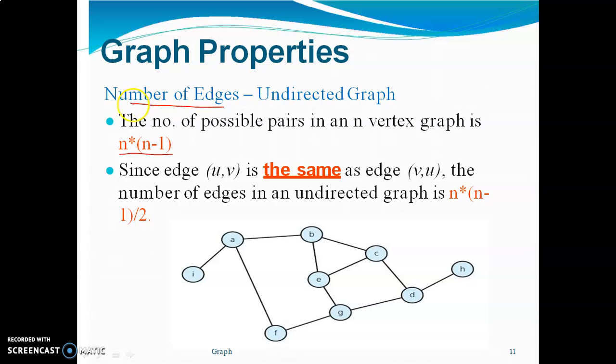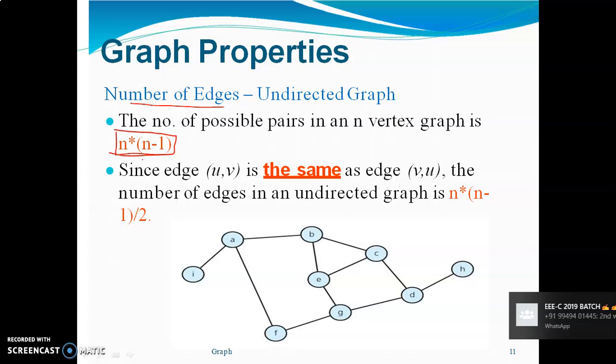Here, the number of edges of the graph we can find with the help of a formula: n into n minus 1. If the graph has 5 vertices, then 5 into 5 minus 1, 5 into 4, is 20. So there are 20 edges. The maximum possible edges is 20.